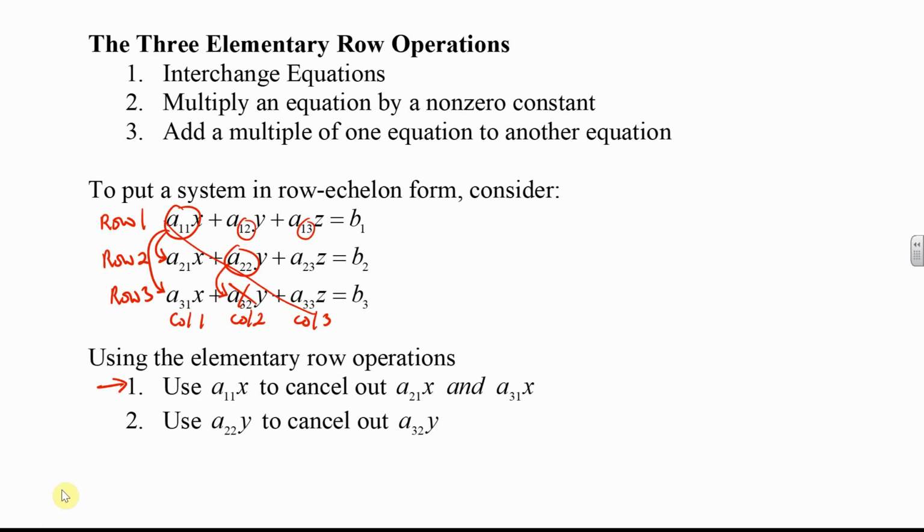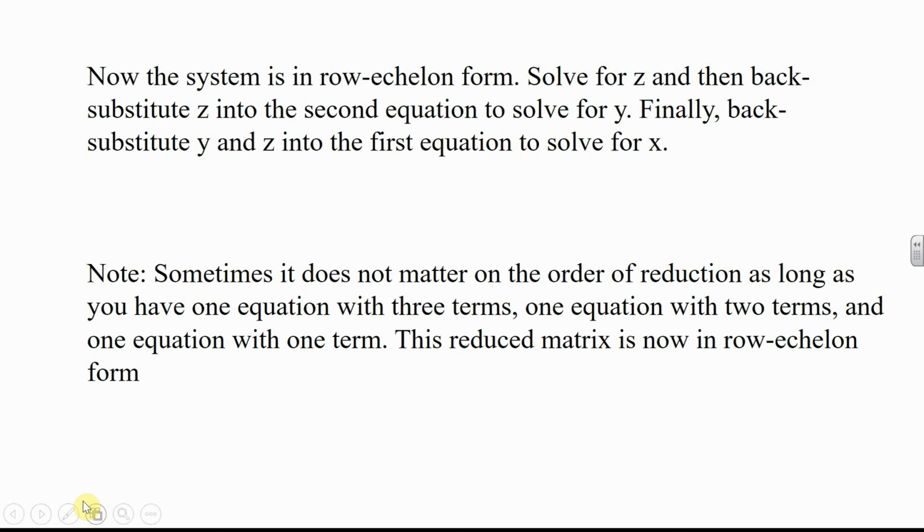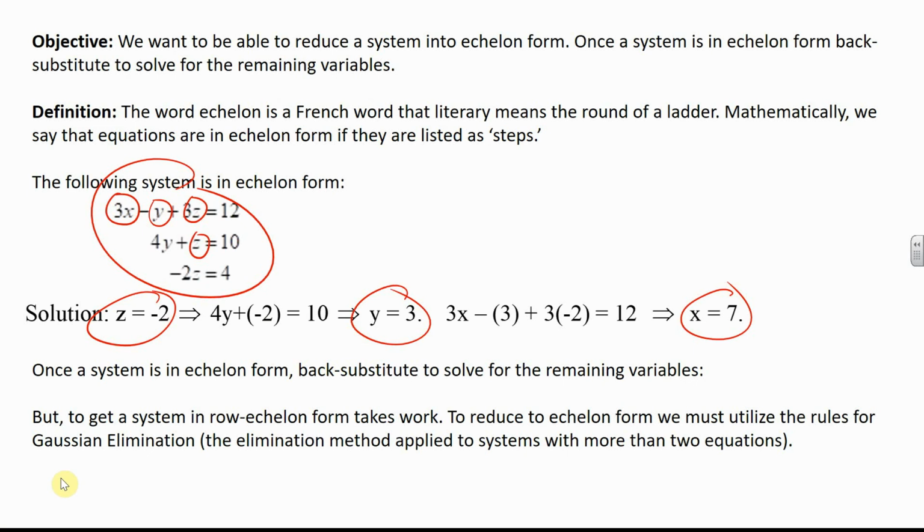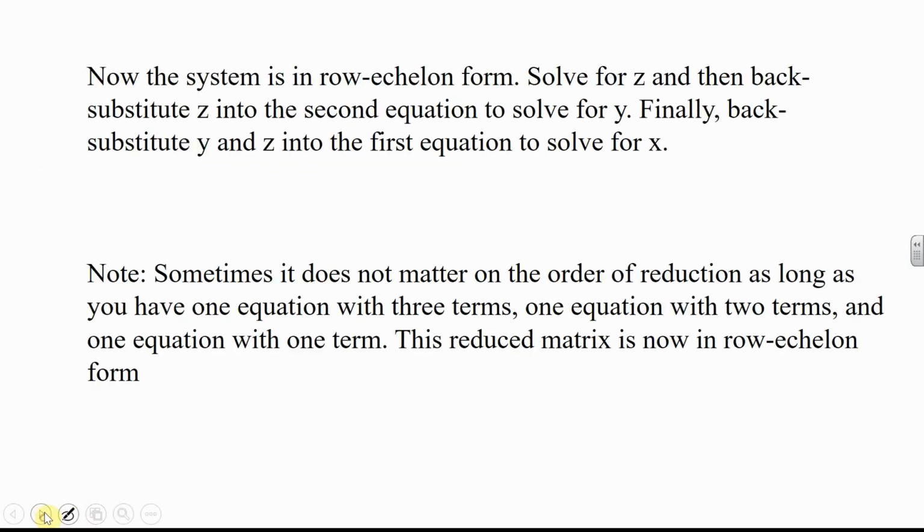For me, I think it's ideal to walk through these steps just to be consistent. So after that, the system is set to be in row echelon form. Then you can solve for z and back substitute z into the second equation, solve for y. Finally, back substitute y and z into the first equation to solve for x. Basically, I'm just rehashing what we did here. See, we got z, back substitute to get y, and then use y and z to get x. And so that's what I'm saying in this statement here.